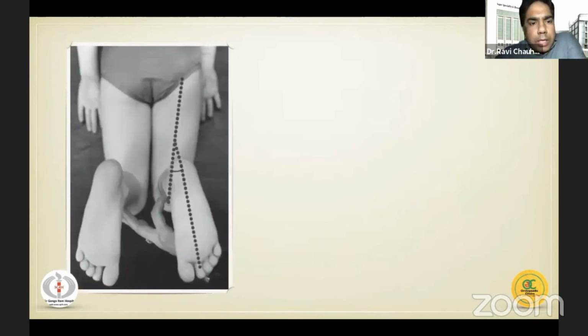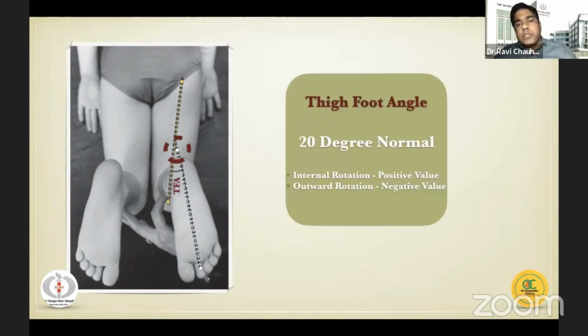Moving to thigh foot angle. If we make the thigh axis, then we have to make the foot axis. And if we put the goniometer on that, then the angle between these two axes is the thigh foot angle. Thigh foot angle is normally 20 degrees. If it is an internal rotation, we give it a positive value. If it is an outward rotation, we give it a negative value.